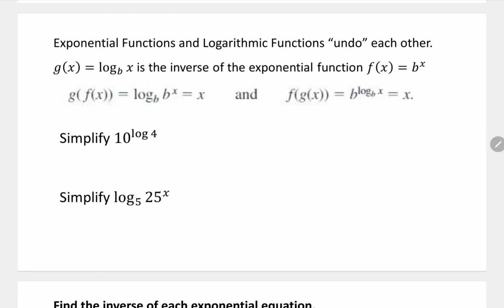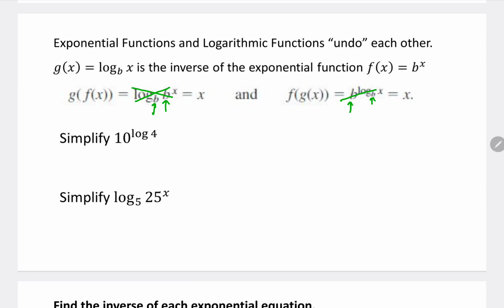So we talked about exponential functions and logarithmic functions being inverse functions, or that they undo each other. And how this works, we're just going to do a couple examples of this, is if you have a log with a base that matches the base of an exponential, those two things cancel each other out, and we're just left with our answer of x. Similarly, if you have a base that's being raised to a power that has a log with the same base, those cancel each other out and we're just left with x.